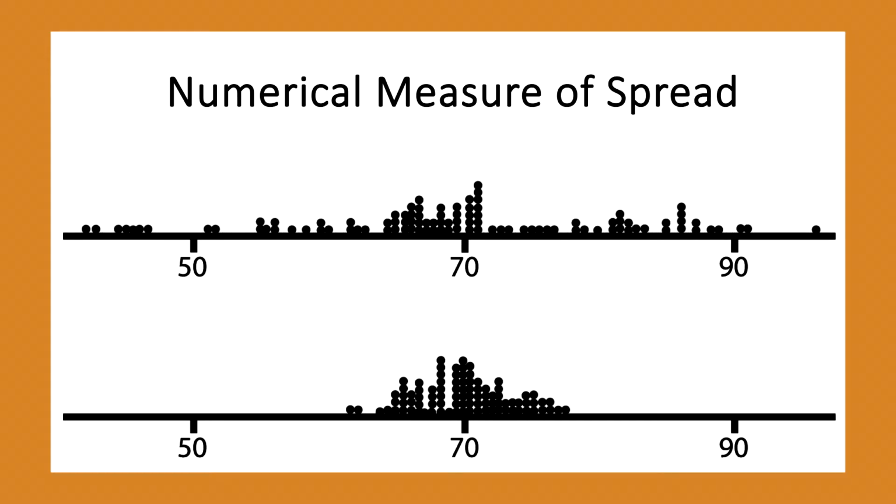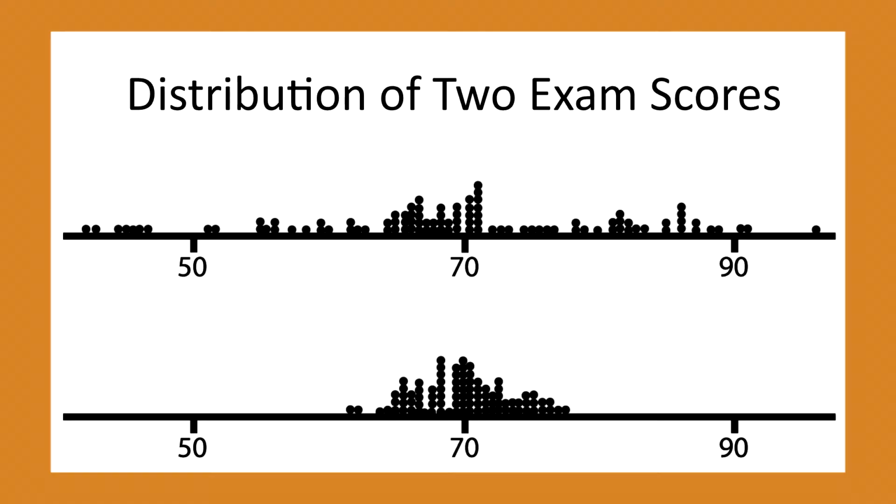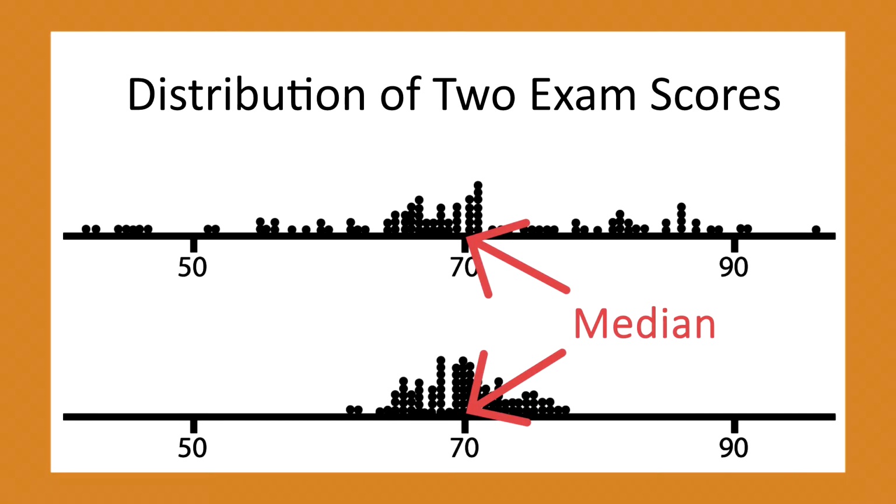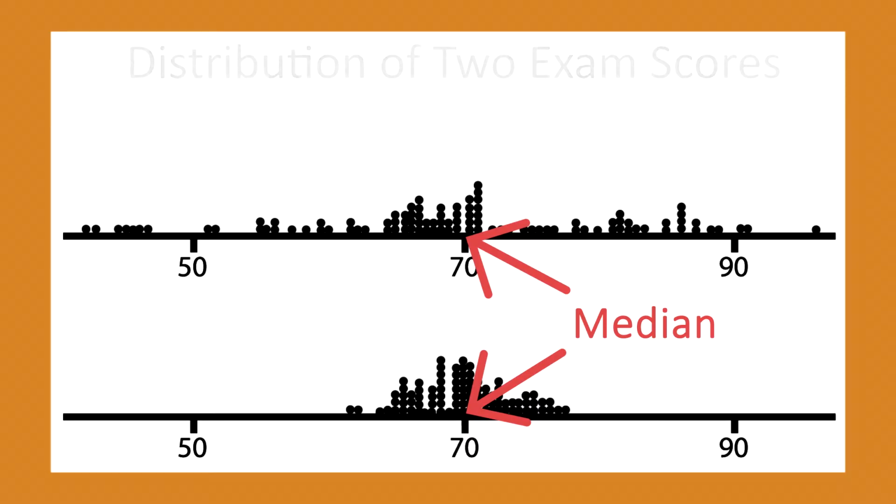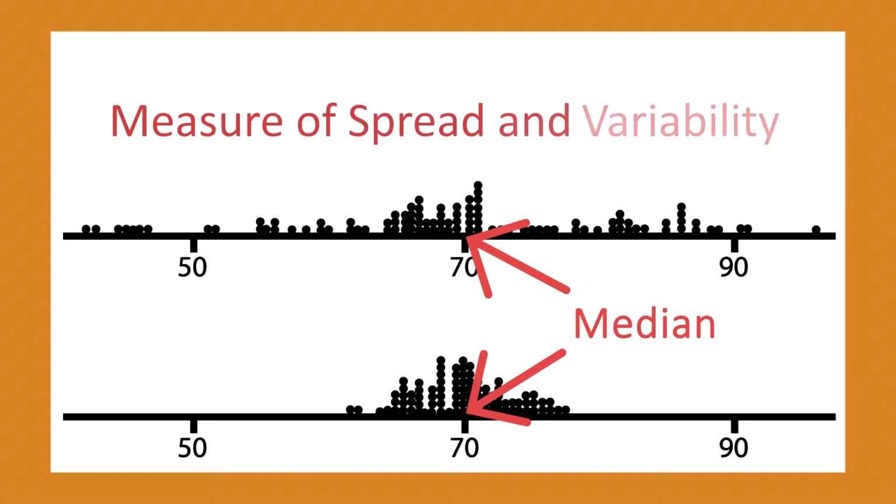Our goal here is to describe the distribution. How would you describe these two distributions of exam scores? Both distributions are centered at 70. The mean of both distributions is approximately 70. But the distributions are really quite different. The first distribution has much larger variability in scores compared to the second one. In order to describe a distribution, we need to supplement the graphical display not only with a measure of center, but also with a measure of the variability or spread of the distribution.